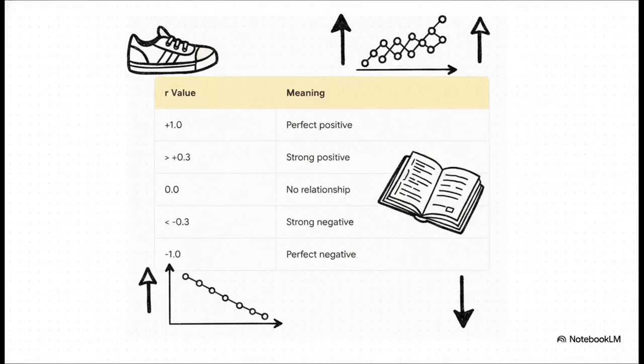Take a look at this scale. A score right around 0? That means there is absolutely no relationship whatsoever. Kind of like comparing your shoe size to your score on a Python quiz. But as those scores push out toward +1 or -1, you're looking at a highly predictable pattern.